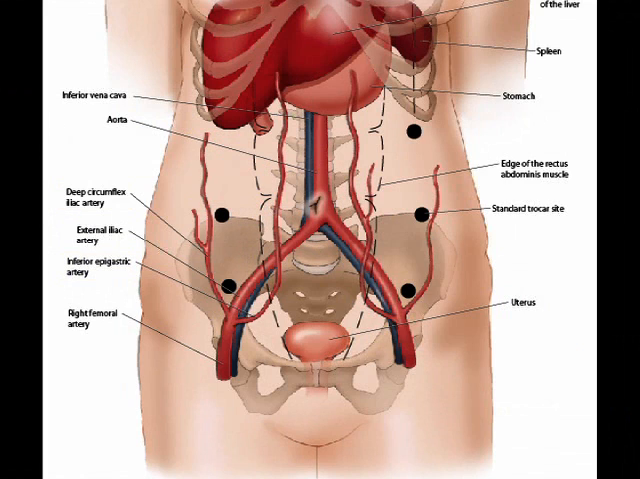The superficial epigastrics arise from the femoral arteries and course cephalad medial to the inferior epigastrics. The deep circumflex iliac vessels arise from the external iliac artery, course behind the inguinal ligament, then along the iliac crest.